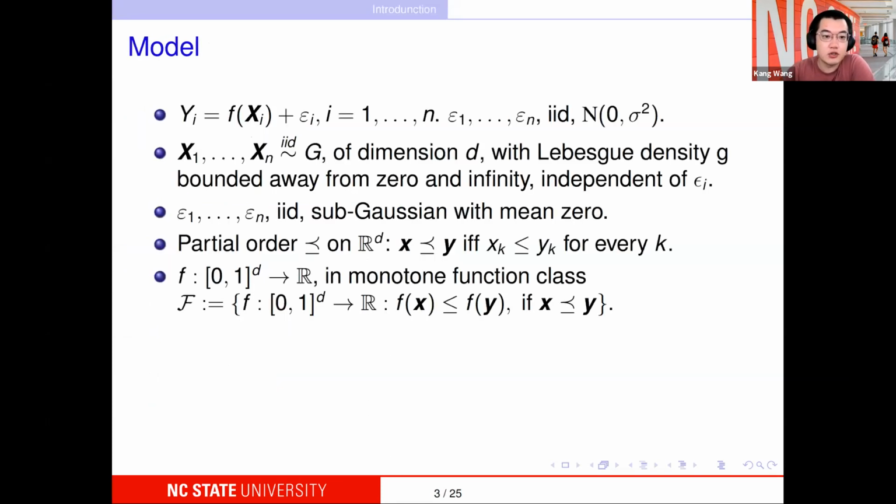So we consider a conventional nonparametric model, and we assume the error comes from a normal distribution, and the covariates are of dimension d.